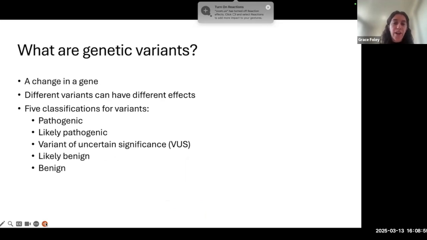These changes are called variants, and different variants can have different effects on our body. Variants can be neutral. They can change how a gene works or make it not work at all, or we can be uncertain about their impact. Depending on the effect that a variant has, it can be put into 5 different classifications. These classifications are pathogenic, likely pathogenic, variant of uncertain significance, likely benign, and benign. So what do these classifications mean?